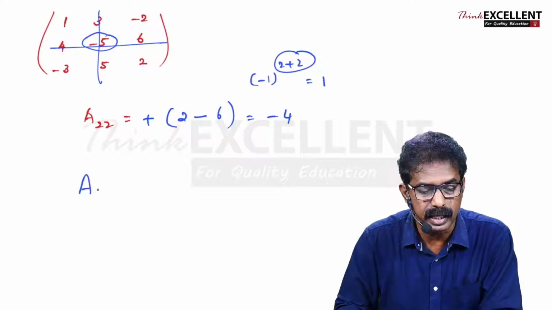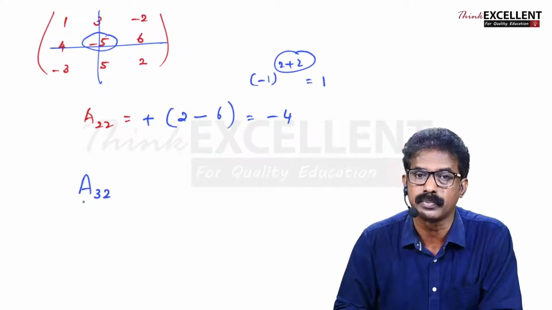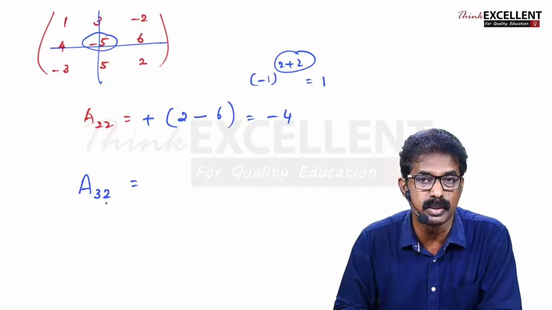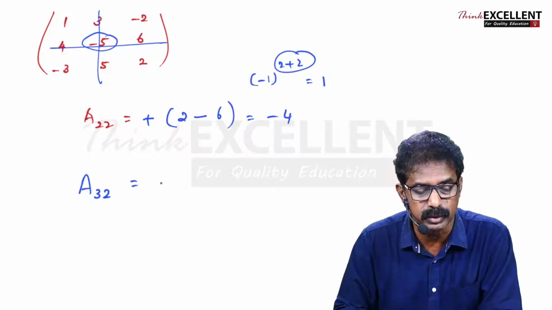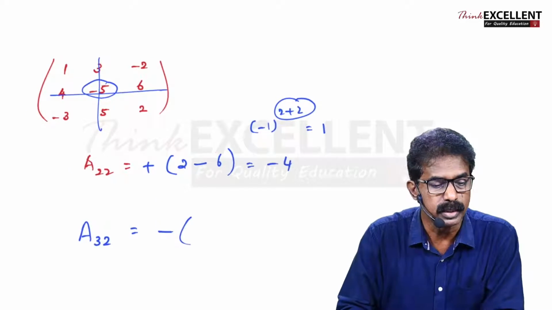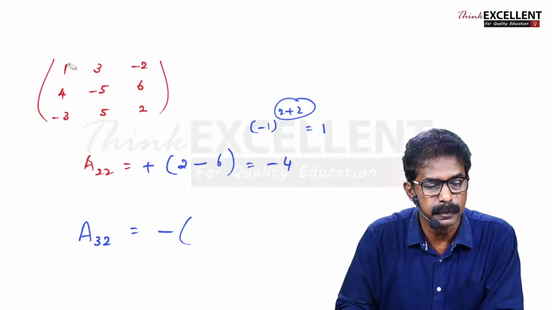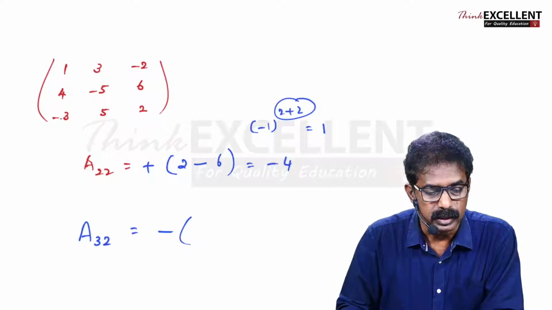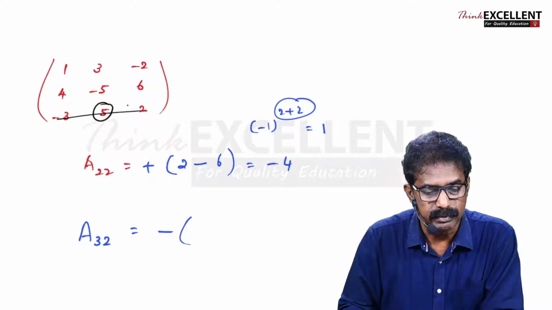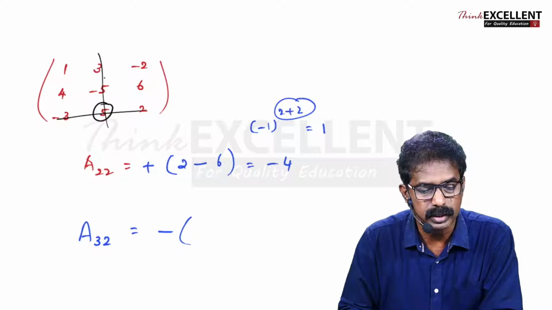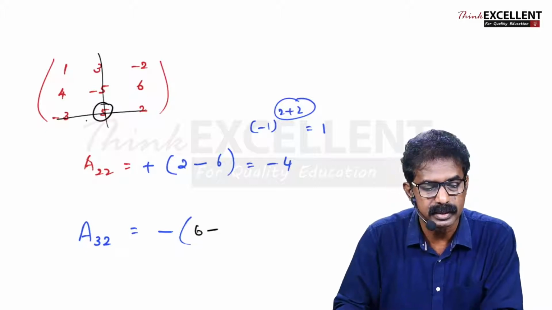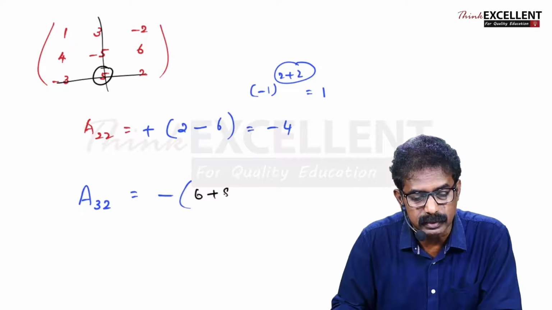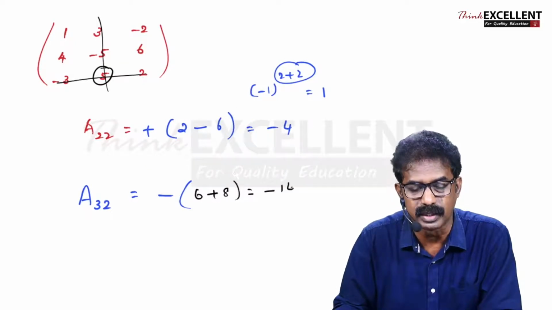Suppose I want A32. 3 plus 2, 5. Minus 1 raised to an odd number, right? 5 is an odd number, so it is negative. 3 2, see, 3 2 means which position? This number, right? This 5. Leave the row, leave the column. So 1 into 6, 6 minus 4 into minus 2, it is minus 8, so plus 8. So it is minus 14, right?